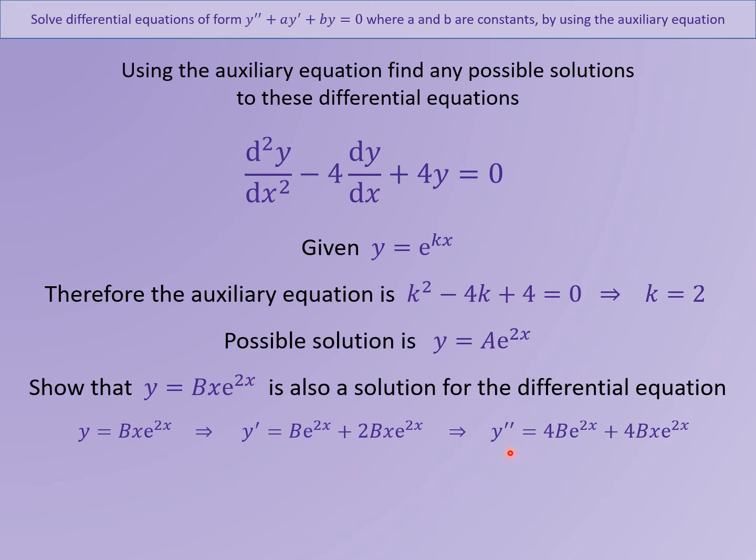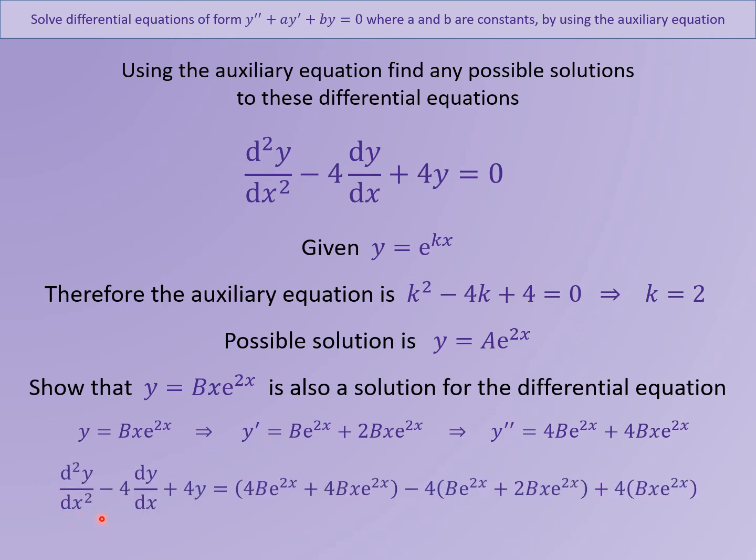Okay, so there's the second derivative. There's the first derivative. Noticing that you need to be careful with this 2bx e to the 2x, because you're going to have two lots of it, so that's where that bit comes from. What happens next? You can substitute these back into here. So d squared y over dx squared minus 4 dy over dx. When you substitute them in, we get 4 lots of that, minus 4 lots of this, plus 4 lots of this one, and you'll notice that they start to cancel out.